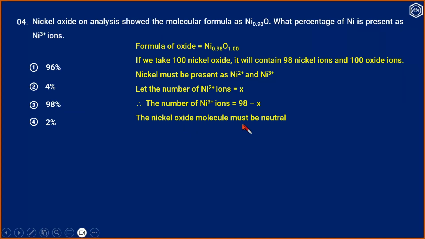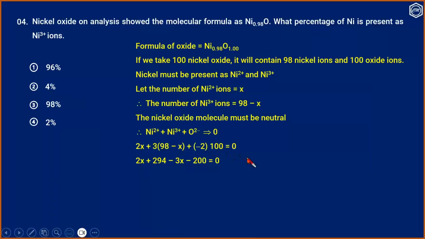The nickel oxide molecule must be neutral. So the charges on Ni2+, Ni3+ and oxygen must sum to 0. The charge on Ni2+ is +2, so +2 into X. And Ni3+ is +3, the number of Ni3+ is 98 minus X. For oxygen it is minus 2 into 100. So if we take 100 nickel oxide, 100 oxide ions, this should be 0. And from this we can find out the value of X by solving this equation. So X is found to be 94.